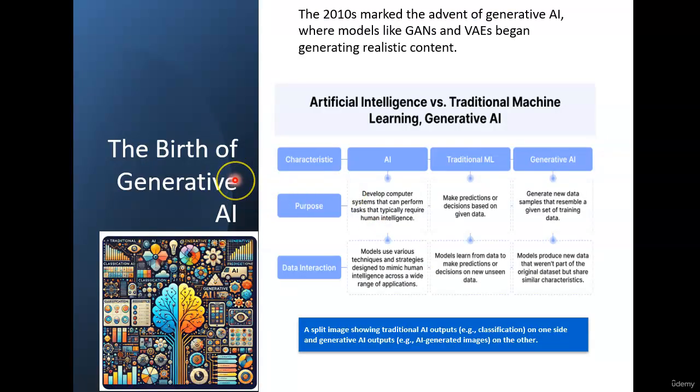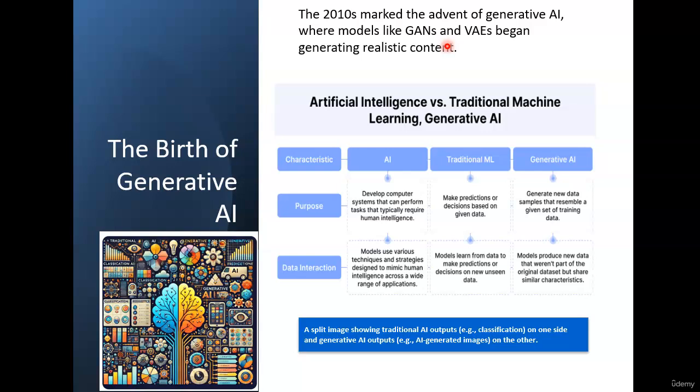The birth of generative AI. The 2010s brought about a new era with the advent of generative AI. Technologies like generative adversarial networks, or GANs, and variational autoencoders, VAEs, enabled machines to create entirely new content, from realistic images to natural language text. This was a major leap forward.